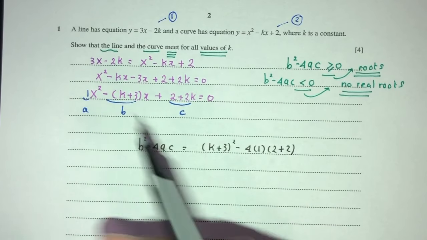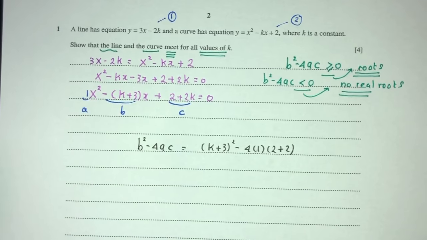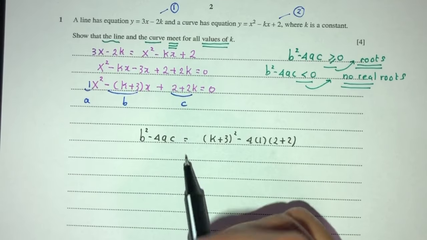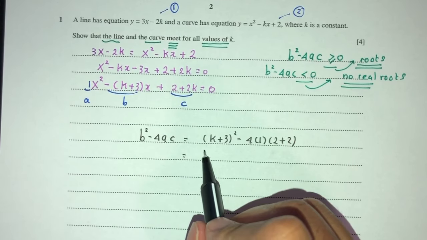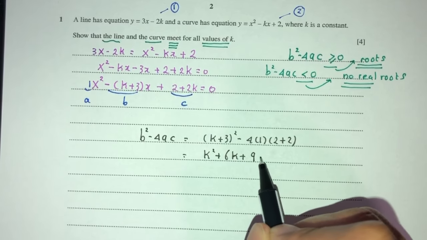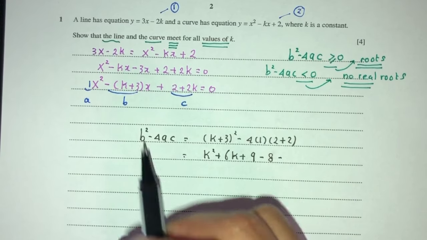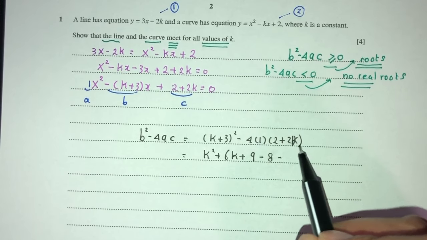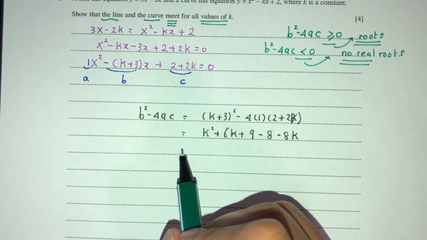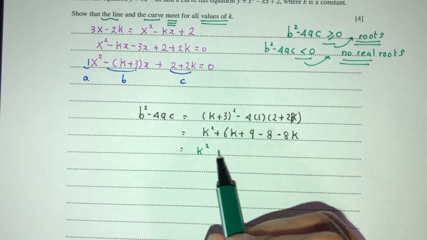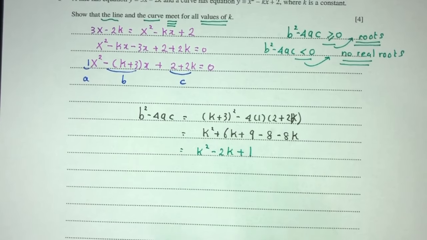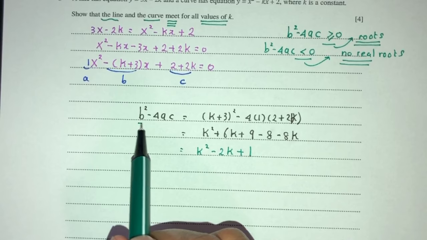Of course you might be asking about the negative sign, but when you square something it becomes positive, so there's no need to write that. So expand, let's see what we have. That should become k squared plus 6k plus 9 minus 8, and of course here I have k missing, minus 8k. Now simplify, let's see what happens. That should be k squared minus 2k plus 1. Now, this is my value for b squared minus 4ac.